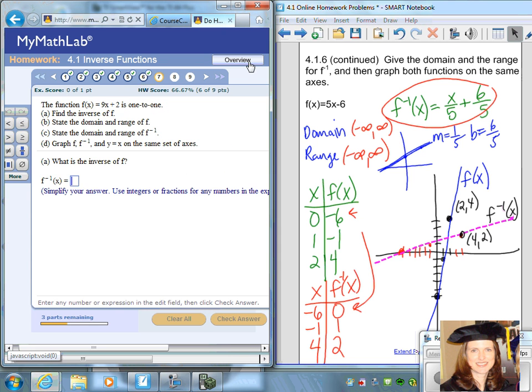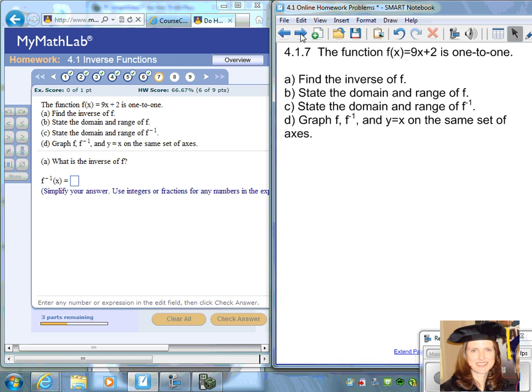Okay, let's go on to number 7. The function f of x, which is equal to 9x plus 2, is 1 to 1. So since it's 1 to 1, we can find the inverse, and then we can state the domain and range and graph it on the same set of axes. This is a lot like question number 6.